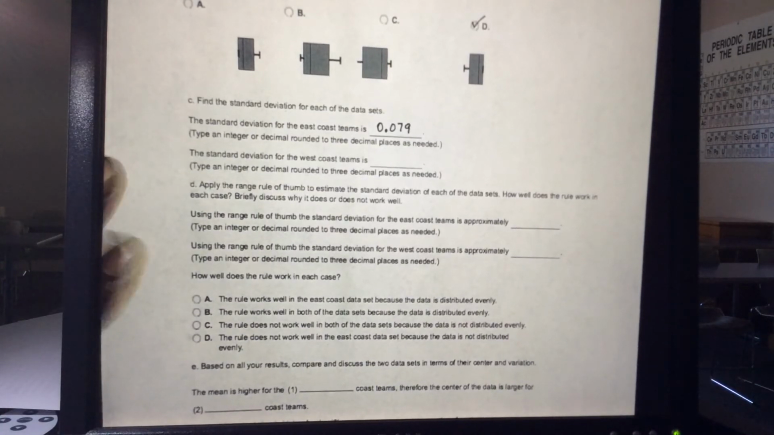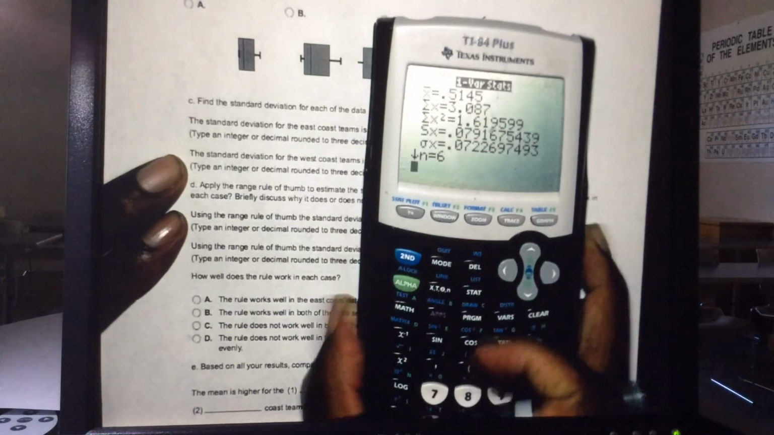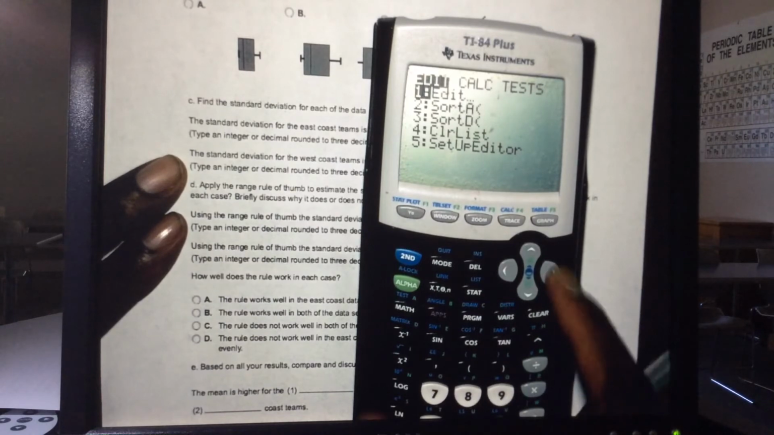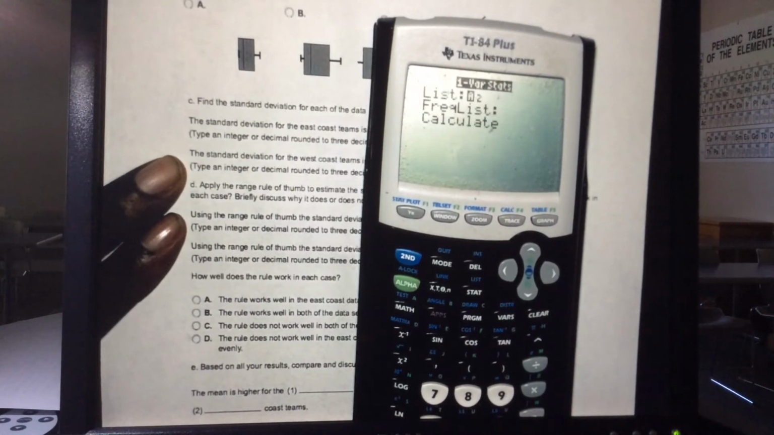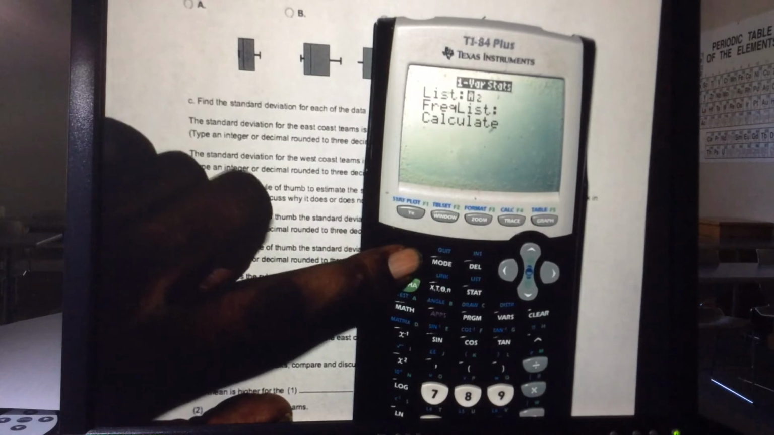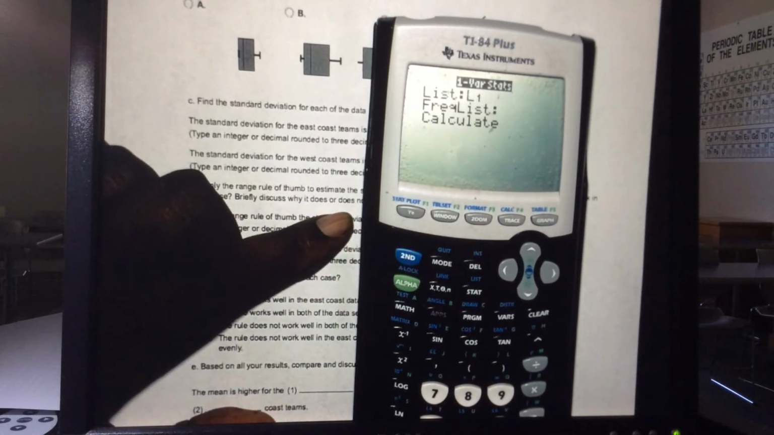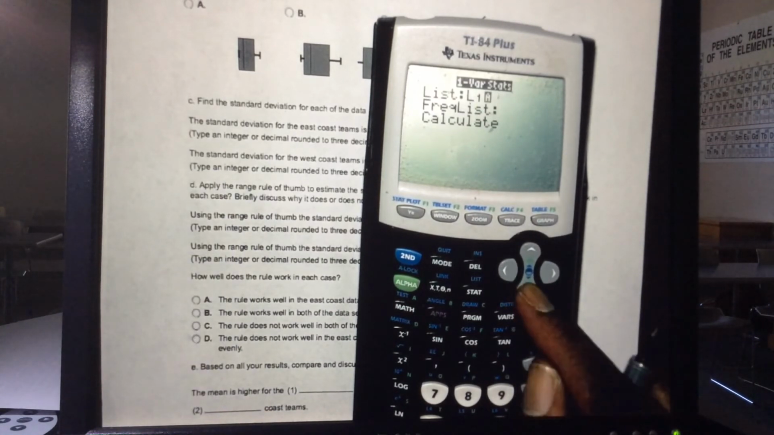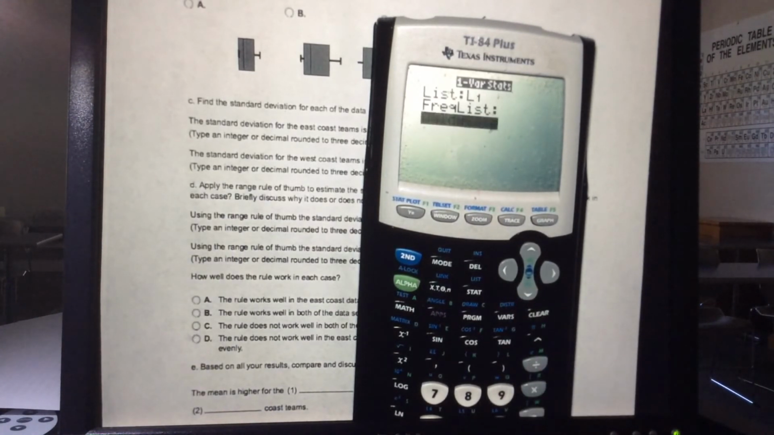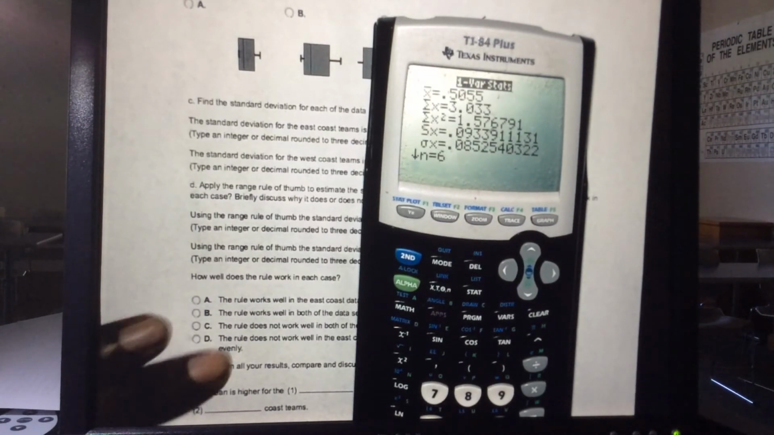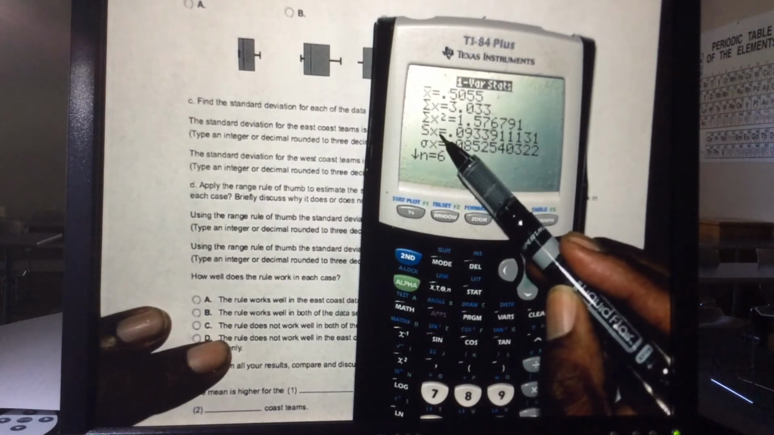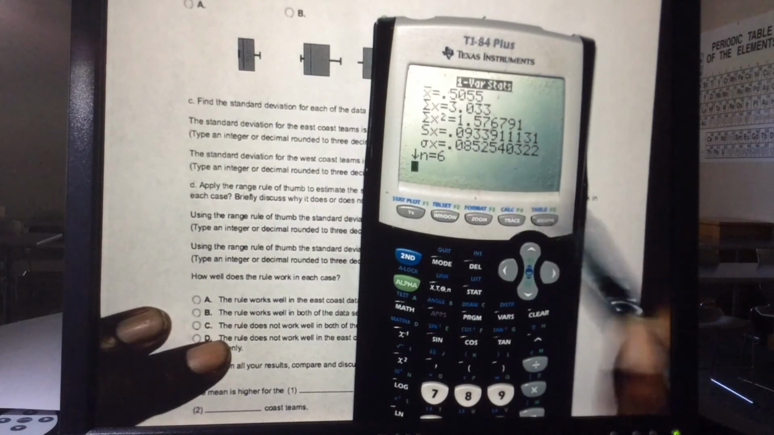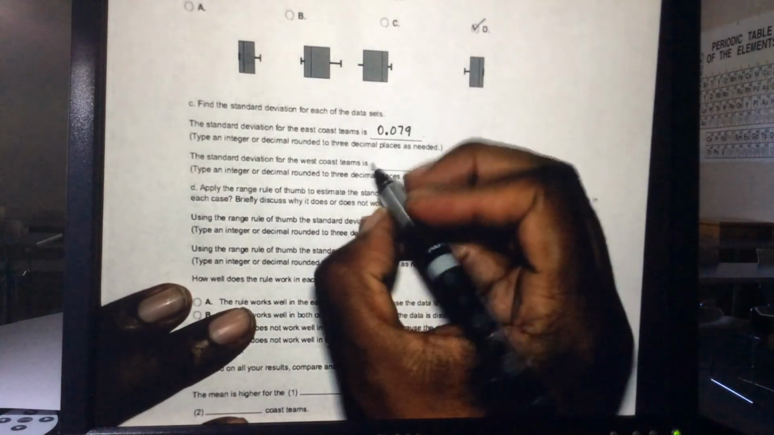And now for the West Coast teams, I stored this in L1. So I'm going to press the Stat key, go to Calculate, and then select number 1. I'm going to change this by doing second and then number 1 on your calculator, to change it to L1. Use your down arrow key to highlight Calculate and then press Enter. You'll see that S with the X, that's your standard deviation of the sample, 0.093. That will be the standard deviation.